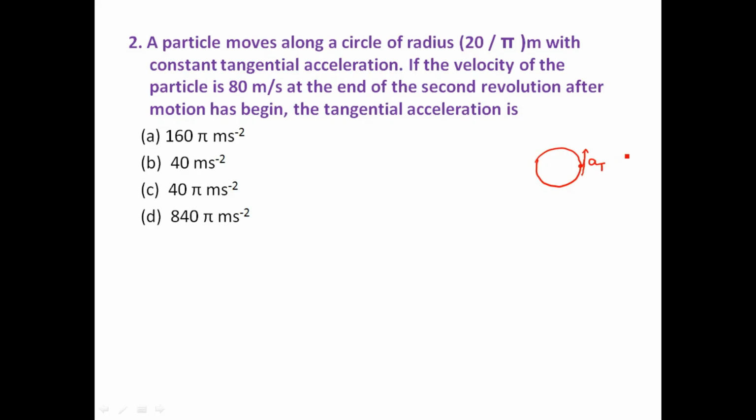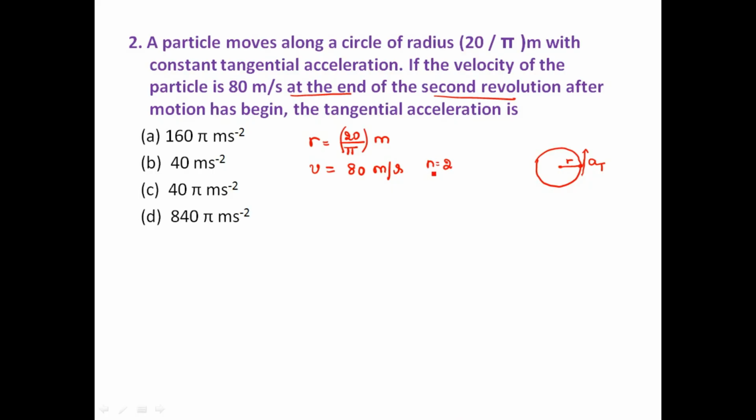I'll write it as 80. What is the radius of the circle? It is given. I'll write radius is 20 by pi meter. It is moving with constant tangential acceleration. Acceleration is constant. The velocity of the particle at the end of the second revolution will be our final velocity v, 20 meter per second. How many revolutions are completed? Number of revolutions here are 2.